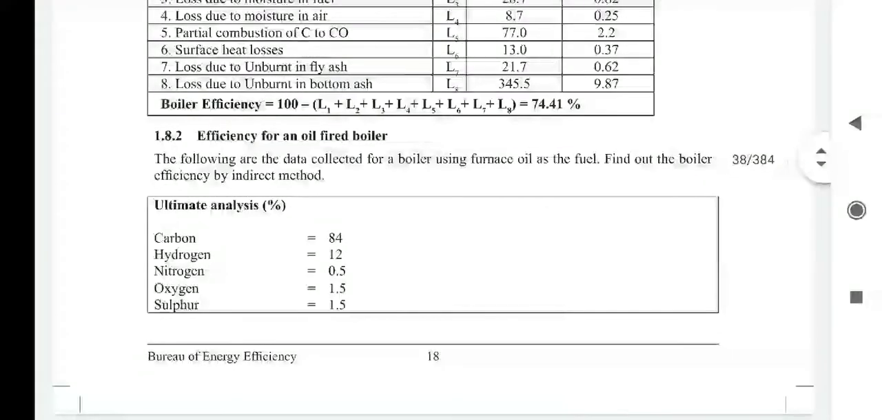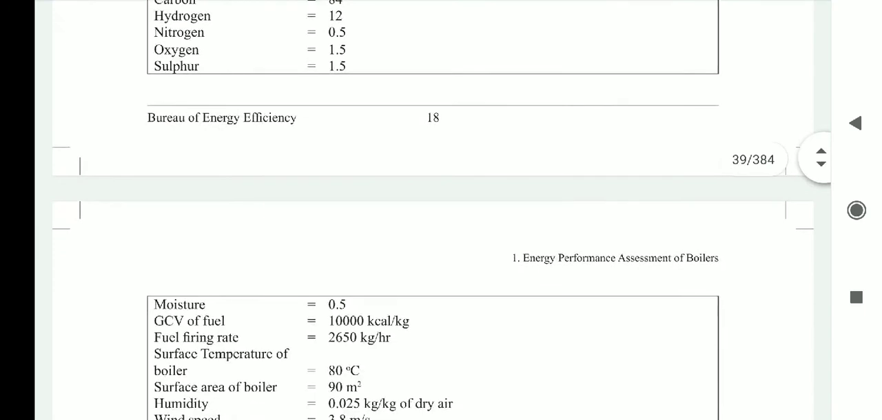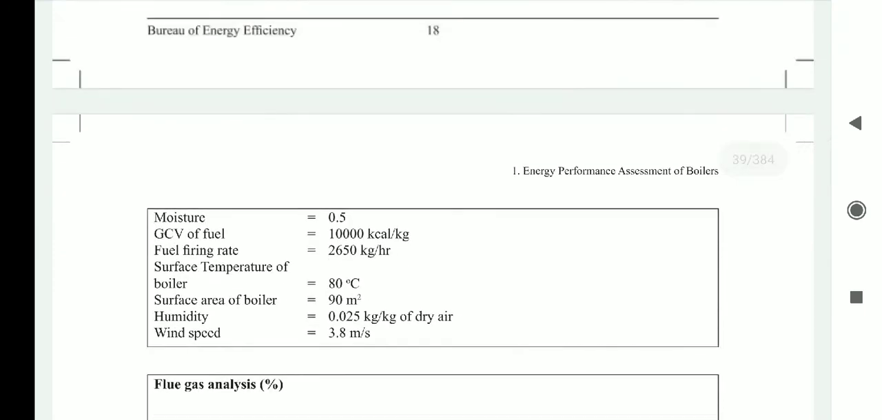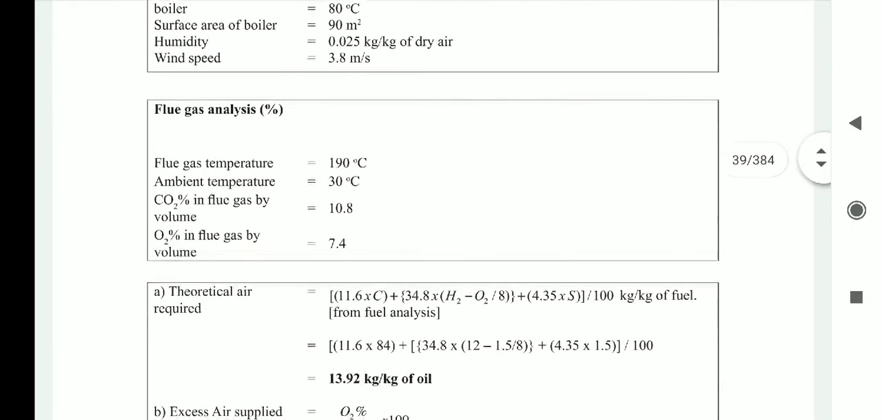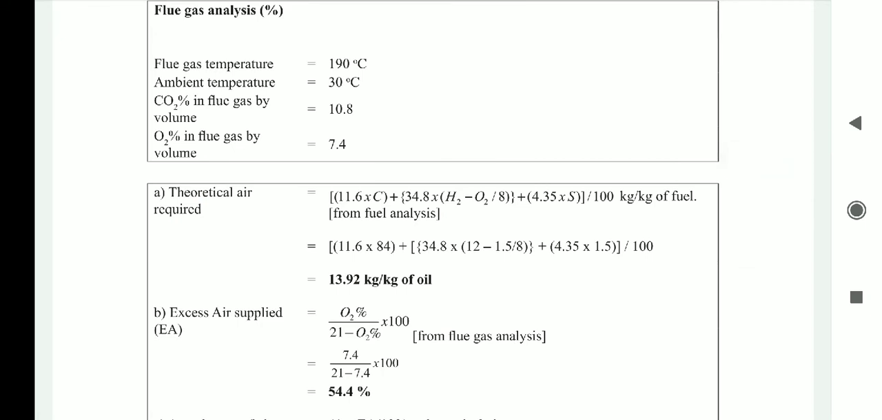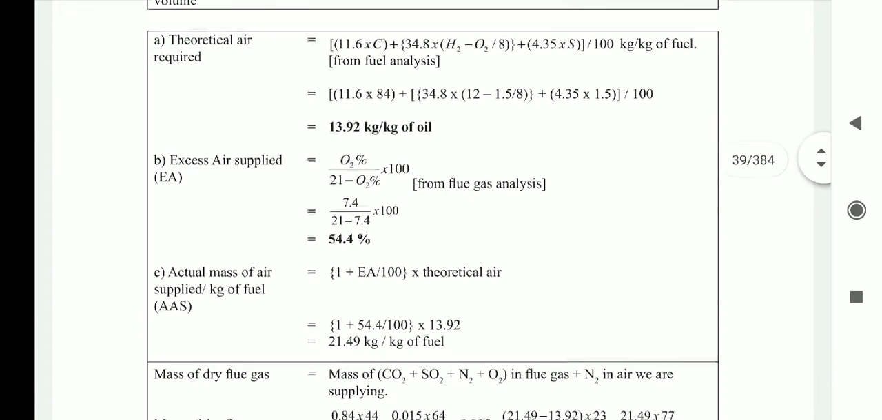The ultimate analysis of oil is carbon 84, hydrogen 12.5, 1.5, sulfur 1.5 and moisture 0.5, gross calorific value and fuel firing rate, surface temperature of boiler, surface area of boiler, humidity and wind speed. Those are all given. And flue gas analysis: temperature 190 degrees Celsius, ambient temperature 30, CO2 percentage 10.8 measured, O2 percentage 7.4 measured. And theoretical air, similar to the previous problem, is 13.92 kg per kg of oil.